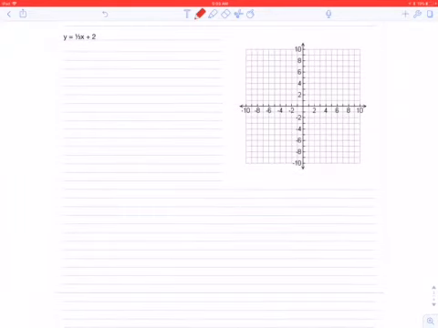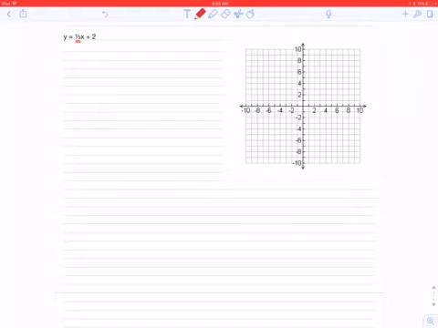Now this equation is already solved for y, but I have a fraction here. I want to choose values of x that won't result in a fraction for y. So since my denominator is 3, I'm going to choose multiples of 3. So let's let x equals 3.